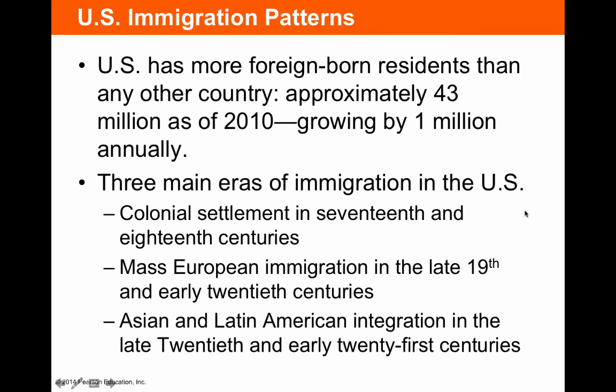So the U.S. has more foreign-born residents than any other country, approximately 43 million as of 2010, and it's growing by 1 million people annually. The three main eras of immigration in the U.S., we have colonial settlement in the 17th and 18th centuries, and then we have mass European immigration in the late 19th and early 20th centuries. And we have an Asian and Latin American immigration in the late 20th and early 21st centuries.